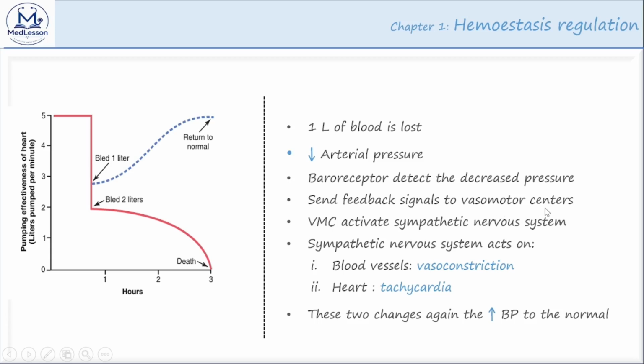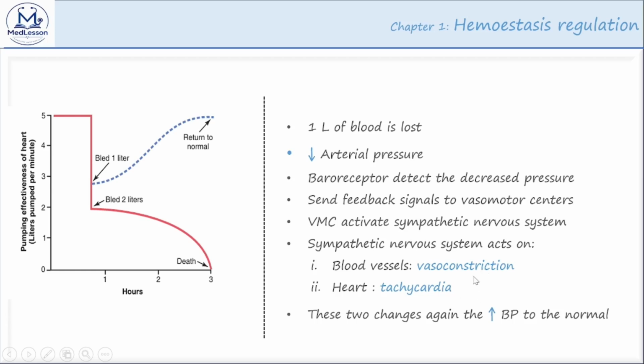Vasomotor centers are located in the medulla oblongata of the brainstem. This vasomotor center activates sympathetic nervous system. Here is the real compensatory mechanism: the sympathetic nervous system acts on two areas, the first blood vessel and the second heart. In the blood vessel causes vasoconstriction and the heart causes tachycardia. And these two changes again increase the blood pressure toward the normal.